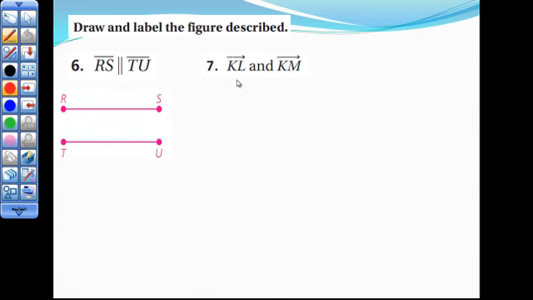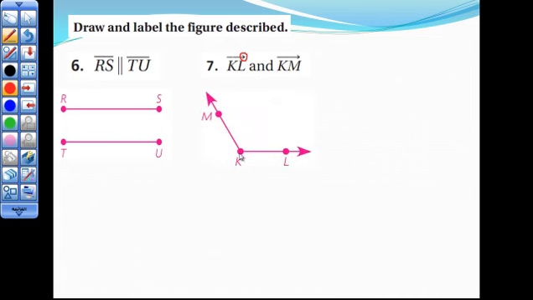Question number 7. Ray KL and ray KM. There is a common point here. For KL, you can state any point, which is K, and another point L. Join them to make a ray. Don't forget to put the head of the ray. And you should draw KM, starting from the point K. Please try to do it. If you answer like this, you are right.